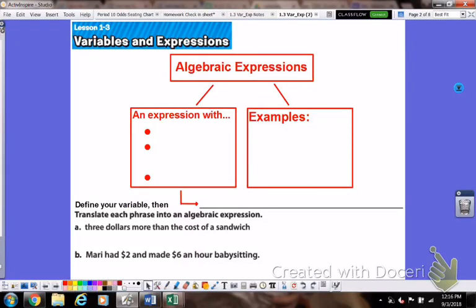Here we go with Lesson 3, Chapter 1, Lesson 3: Variables and Expressions. Similar to what we did in Lesson 2, except now we're making them algebraic expressions where we will be using variables in addition to our numbers and operations. So another vocabulary word here.